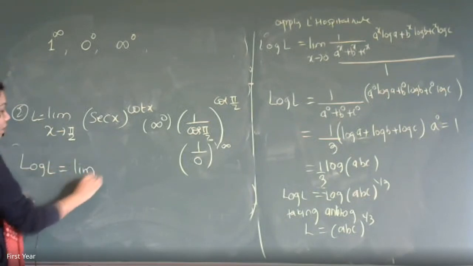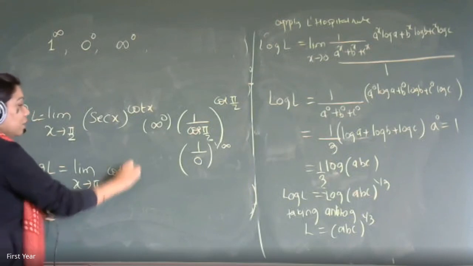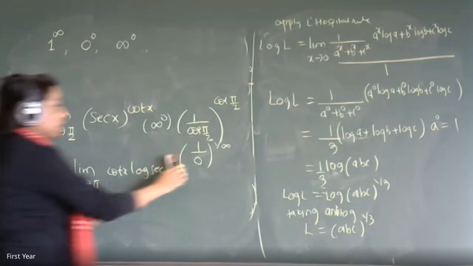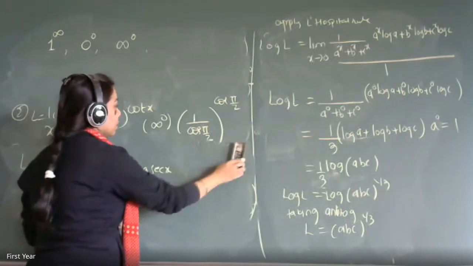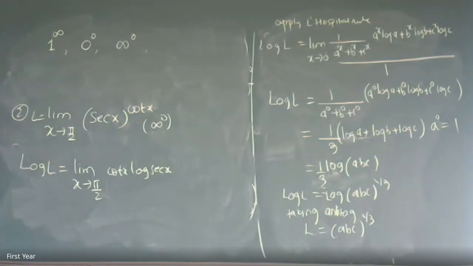Yes, tell me what's the function? Cot x log of sec x. So what's the form of this? What's the form? Cot x into log of sec x. The form is 0 into infinity.